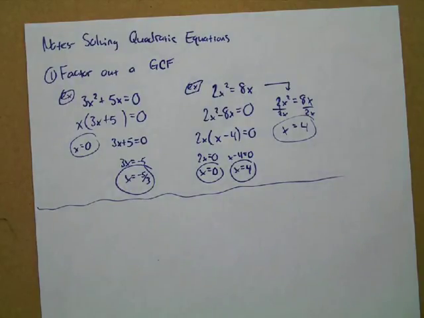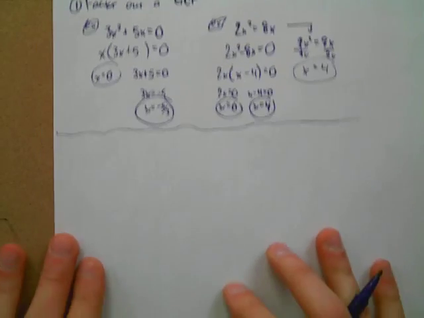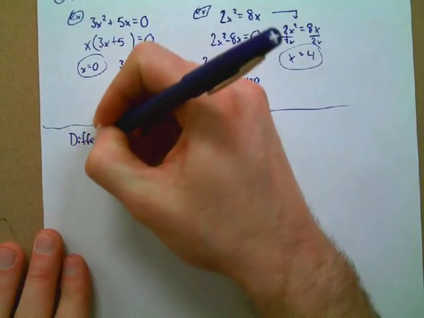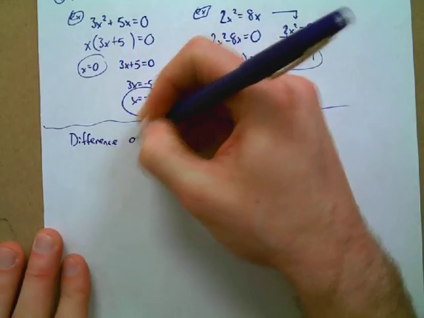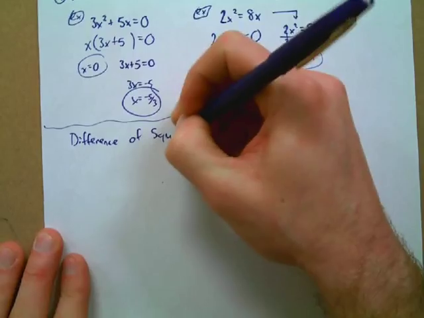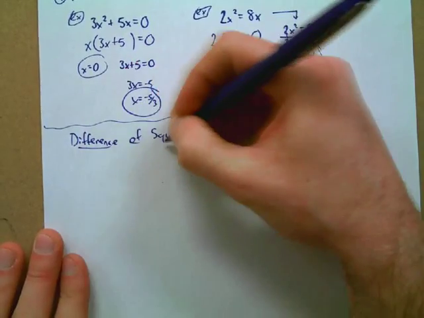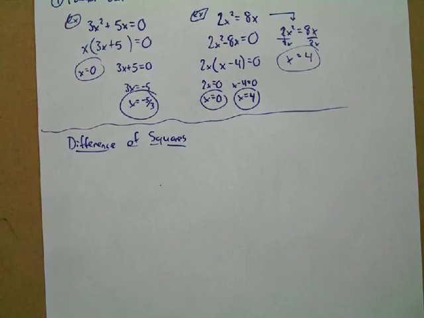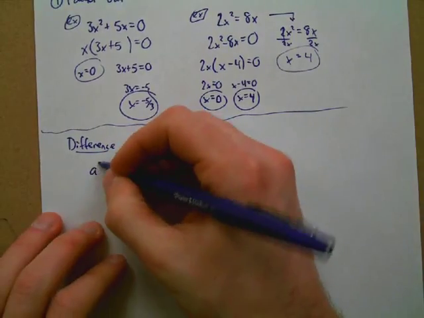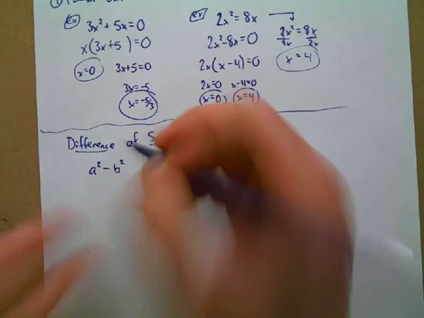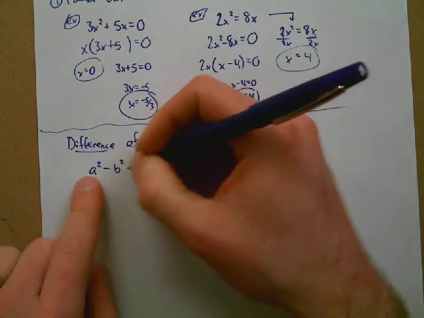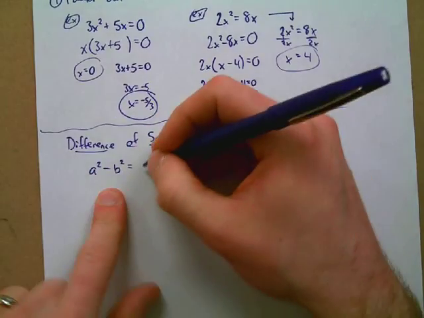All right. I also want to stop and make mention here real quick of the difference of squares, okay, which is a special form of quadratics. I'll write it up here. A difference of squares, again, is not very creatively named. It's a difference of perfect squares. That's what it is, okay? So it's a squared minus b squared, which will always factor to be a minus b times a plus b.